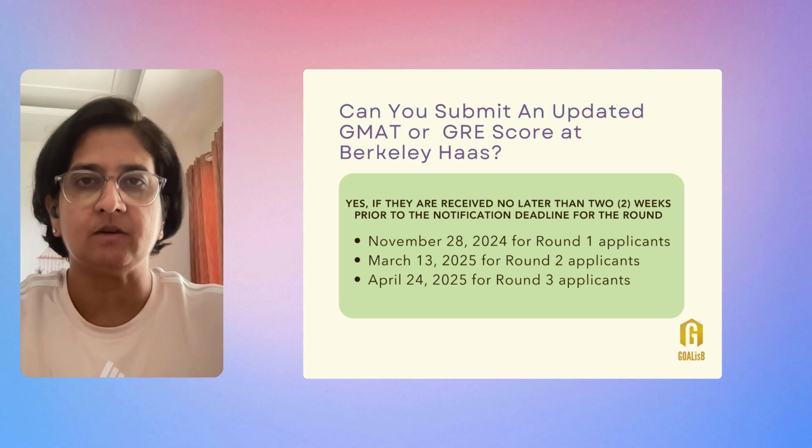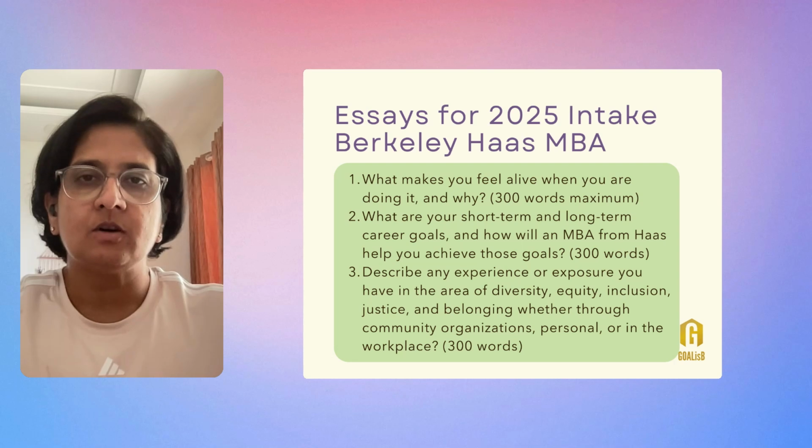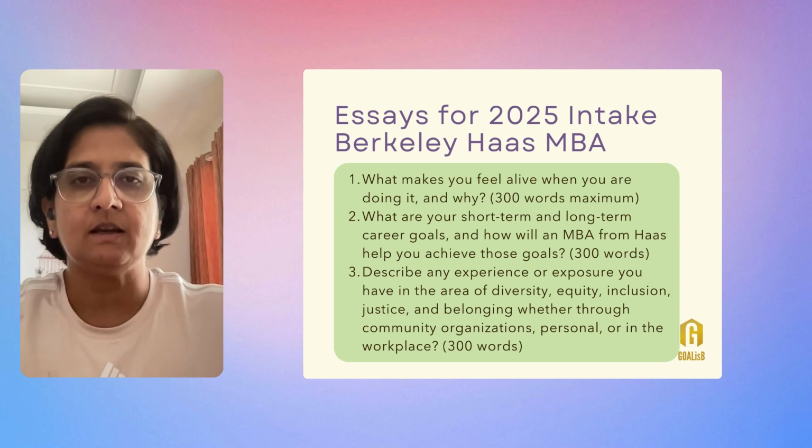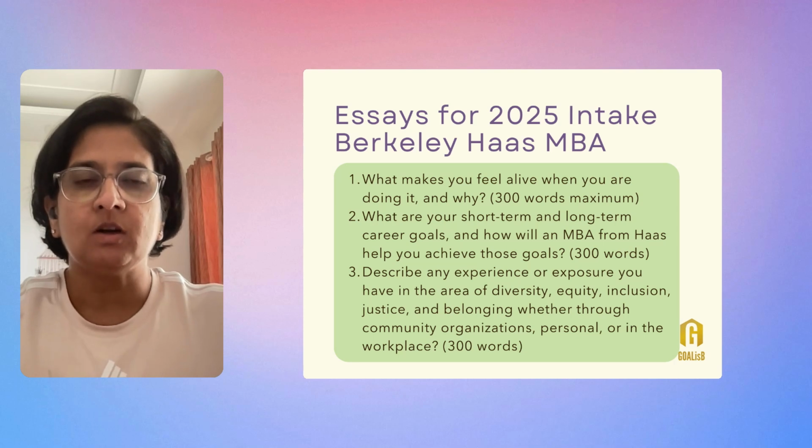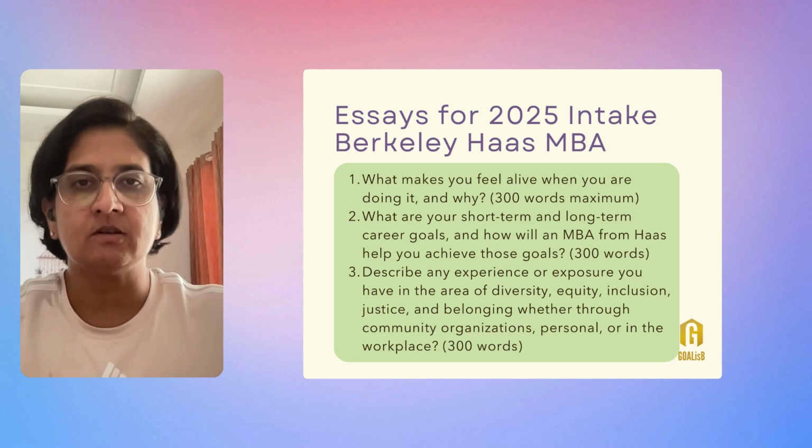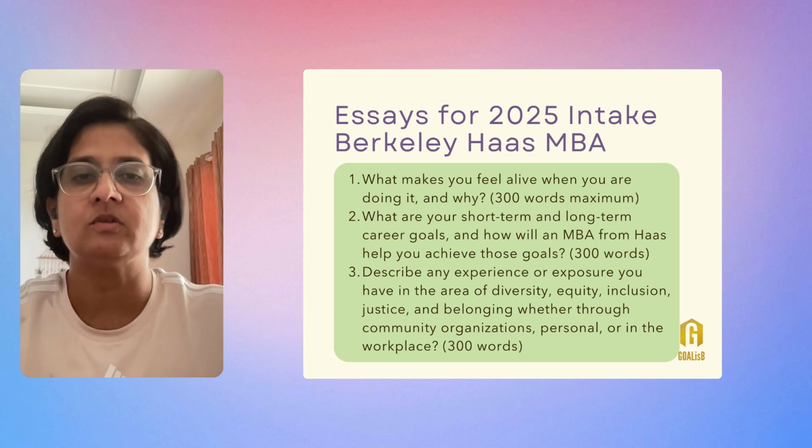So what are the essay topics for Berkeley Haas 2025? The first is what makes you feel alive when you are doing it and why? What are your short-term and long-term goals? This is the traditional question. And describe any experience or exposure that you have had in the areas of diversity, equity, inclusion, justice, and belonging. So you have to go back to your stories and fetch out the relevant stories.